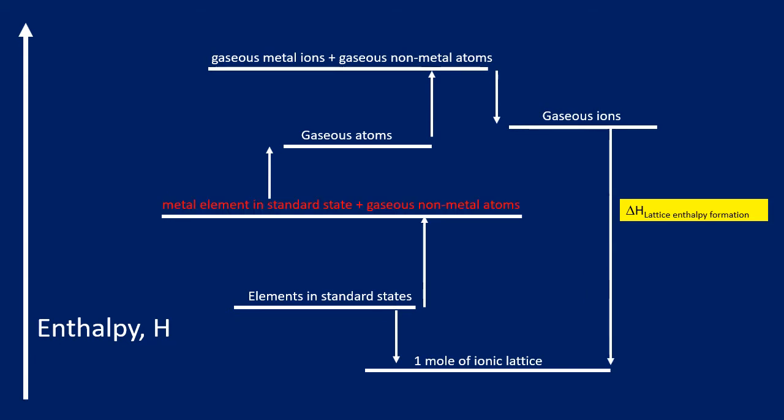Also, I did point out that we could atomize the metal first or the non-metal. It doesn't matter which way around you do it. Okay, so they can happen in either order. Let's have a look at a specific Born Haber cycle then.